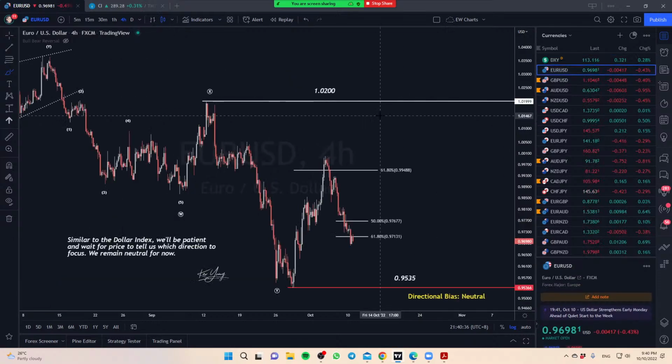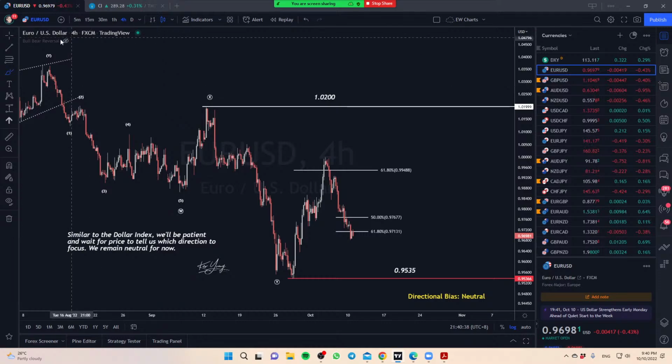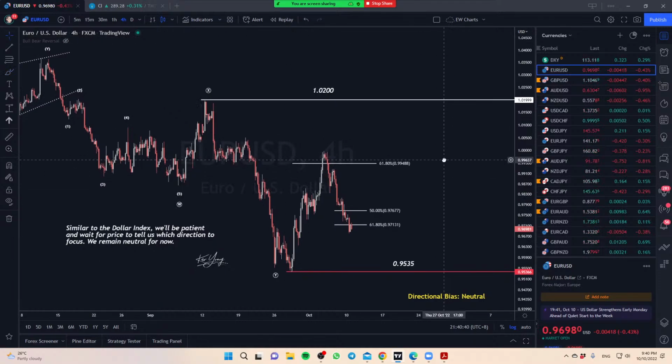And if you bring that to the euro dollar, which is naturally the inverse of the dollar, here I'm also maintaining a neutral perspective, so you can see quite the opposite. We have this V shape here, same thing.